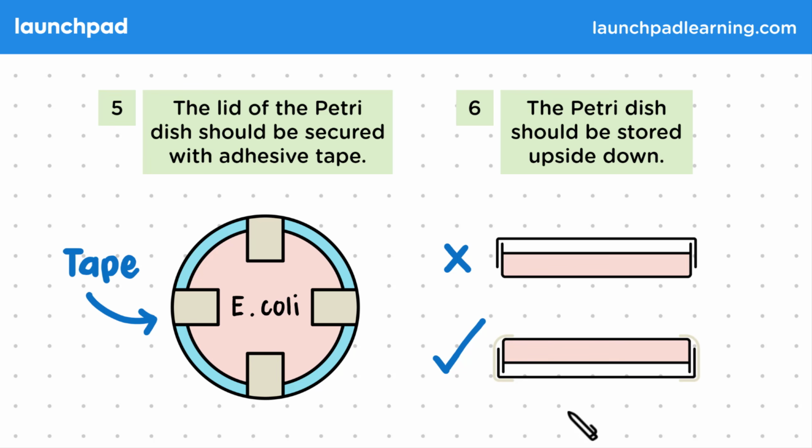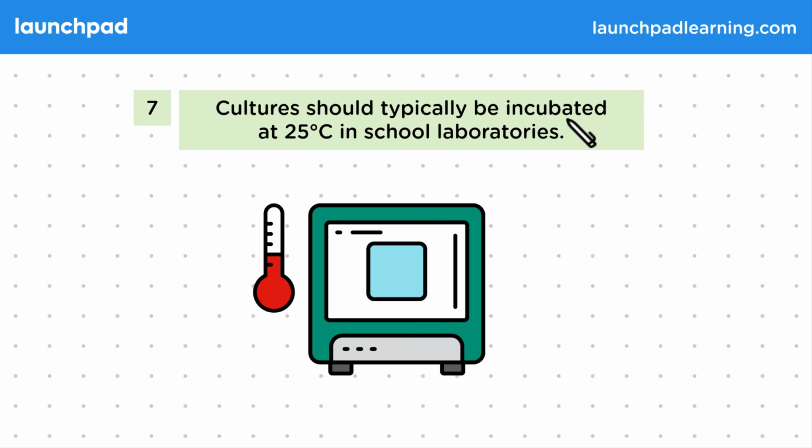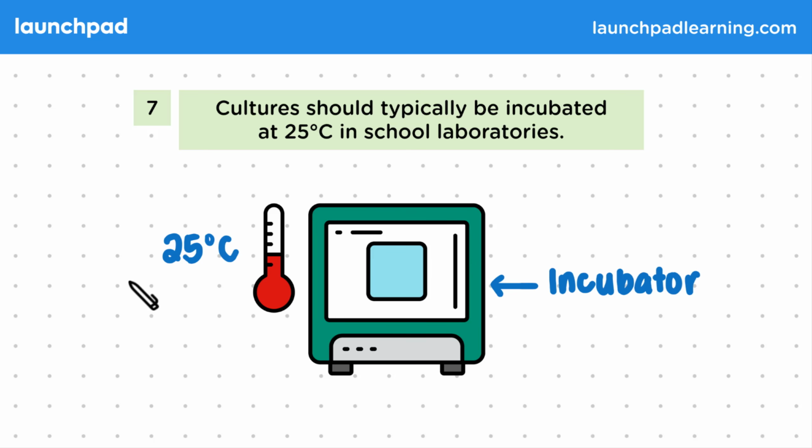So what do we do with our inoculated Petri dishes now? Cultures should typically be incubated at 25 degrees Celsius in school laboratories. This diagram shows an incubator. So we're going to incubate the culture at 25 degrees C inside an incubator like this one. We want the temperature to be below human body temperature to reduce the risk of culturing harmful microbes, but hospital labs may incubate at higher temperatures to quickly identify pathogens. You are expected to be able to explain why cultures are incubated at 25 degrees Celsius in school labs for your exam. What will our Petri dishes look like after incubation?